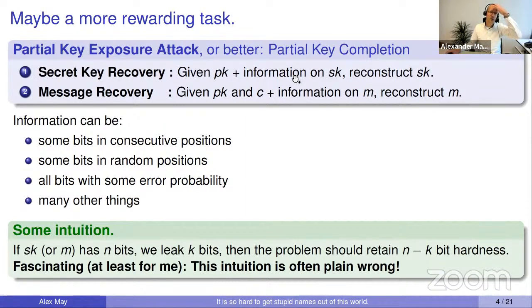So you are getting this information on the secret key or on the M via some side channel, for instance, but then your task is to complete this partial key, right? So it would rather be partial key completion. Or having a certain fraction of your key, you want to compute all of it.